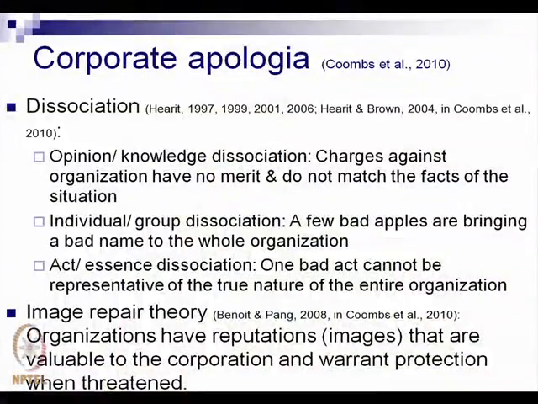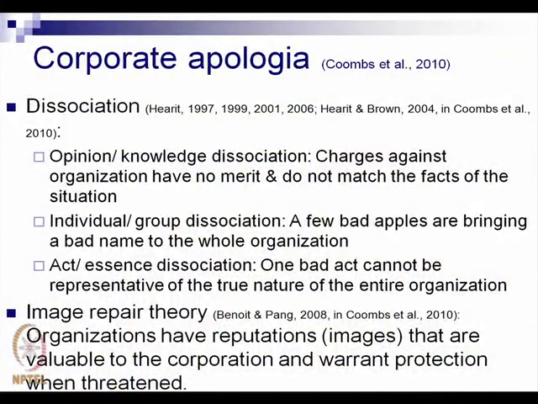Act or essence dissociation is when you say that one bad act cannot bring a bad name to the whole organization and to its reputation forever. Yes, we faltered, we made a mistake, but that doesn't mean that we'll always make a mistake. That doesn't mean that we are like this. This one bad act is not representative of our entire value system. So we are dissociating, we are removing ourselves, we are pulling ourselves back from the situation.